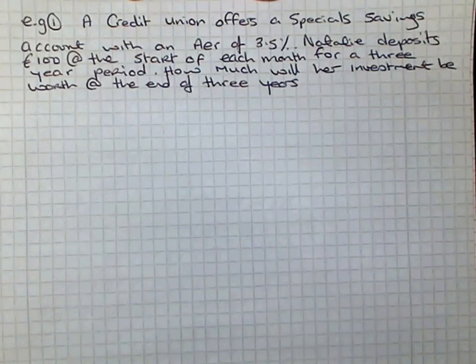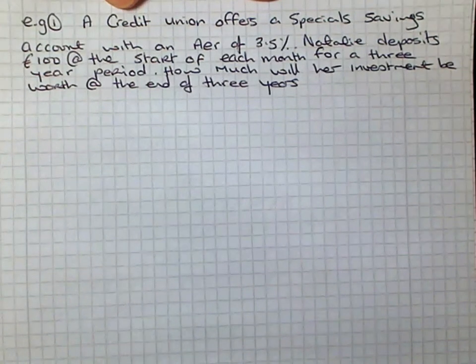So example number 1, a credit union offers a special savings account with an AER of 3.5%. Natalie deposits €100 at the start of each month for a 3-year period. How much will her investment be worth at the end of 3 years?